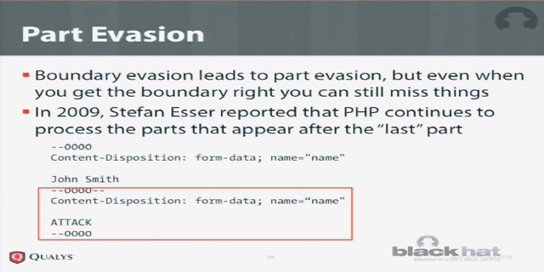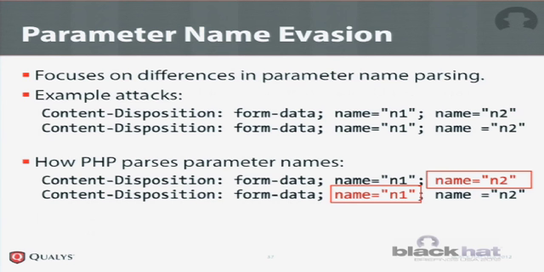The second thing, and now we're progressing down the list, is part evasion. This is something PHP used to do. In the multipart form data, you're supposed to indicate your last part, and then processing should stop after the last part. Well, as it turned out, PHP would continue to process them. So if you implement a web application firewall that does things properly, then you have yourself an evasion.